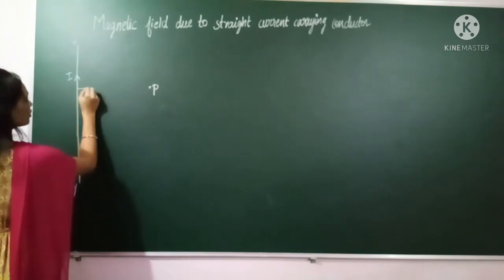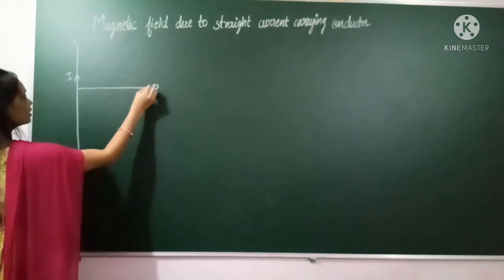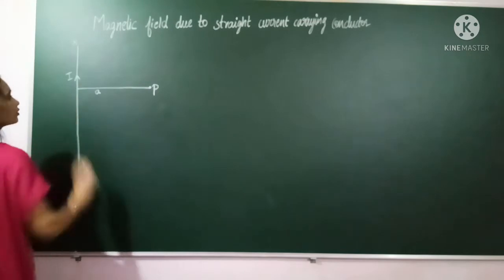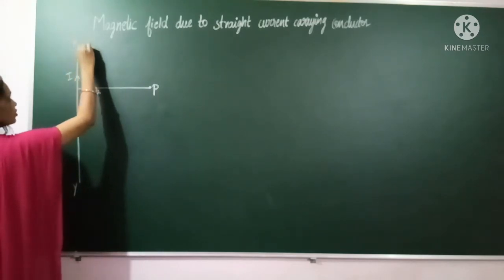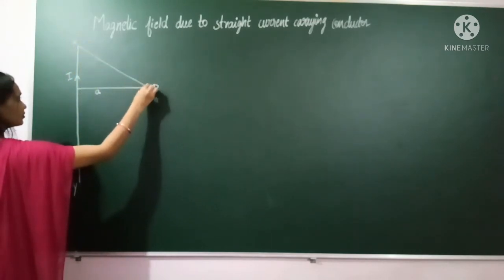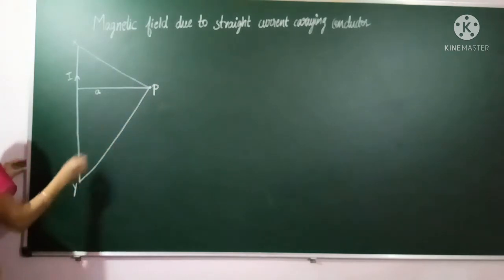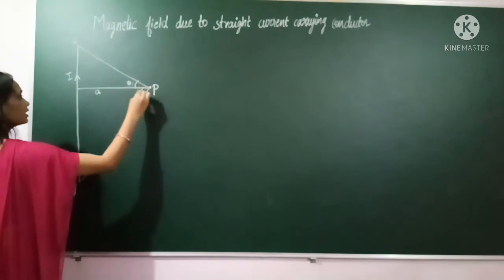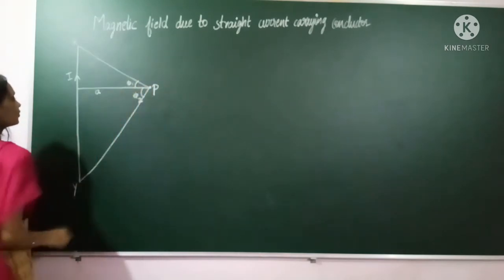To represent where the point P is, we will take one perpendicular distance from the wire, and this point P is placed at a distance of A from the wire. Next we will join these two ends. This angle we will take as phi 1 and this angle as phi 2.